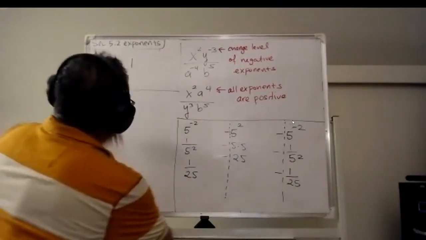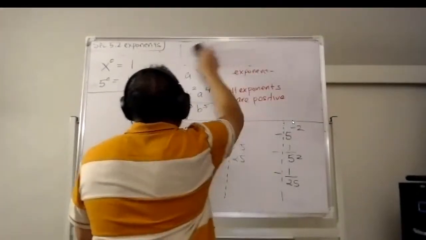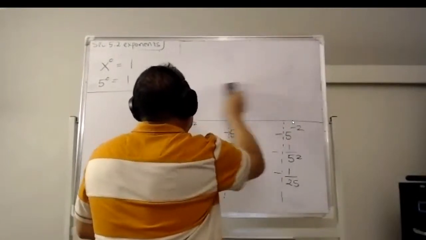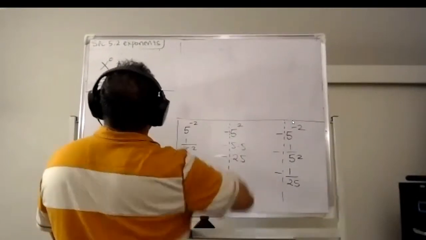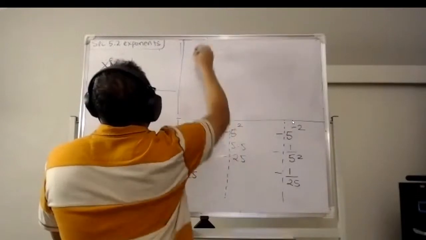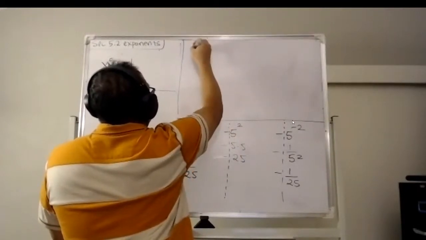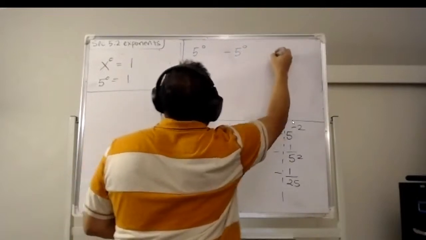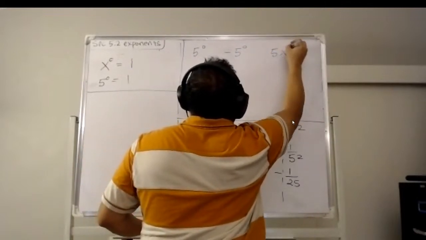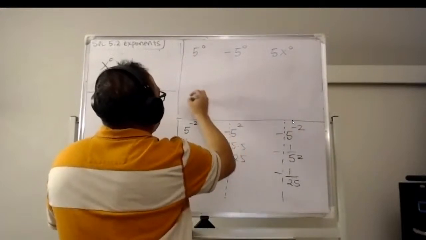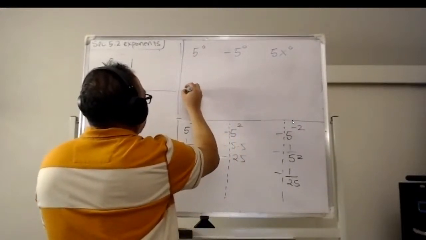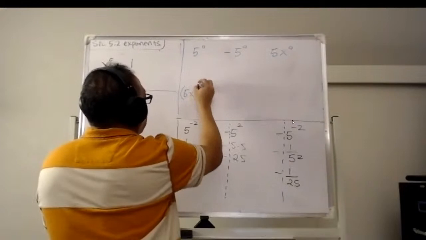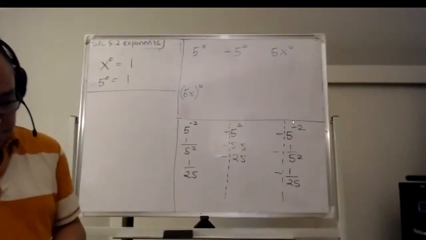So anything to the 0 power is 1. So let's try these problems. And then let's go. So let's try doing these 4.